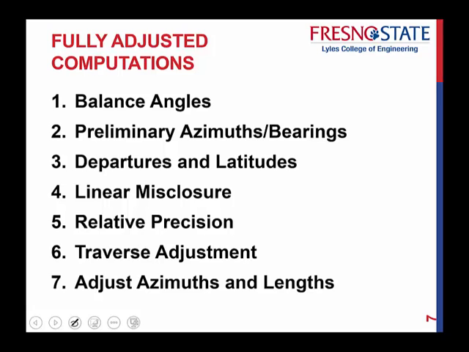To come up with fully adjusted computations, these are the steps that you're going to go through. You're going to first balance the angles. You're going to create your preliminary azimuths or bearings. You're going to calculate your departures and latitudes, calculate your linear misclosure and relative precision, then do your adjustment of the traverse, and in the end, you're going to come up with your final azimuths or bearings and lengths based upon this whole adjustment.